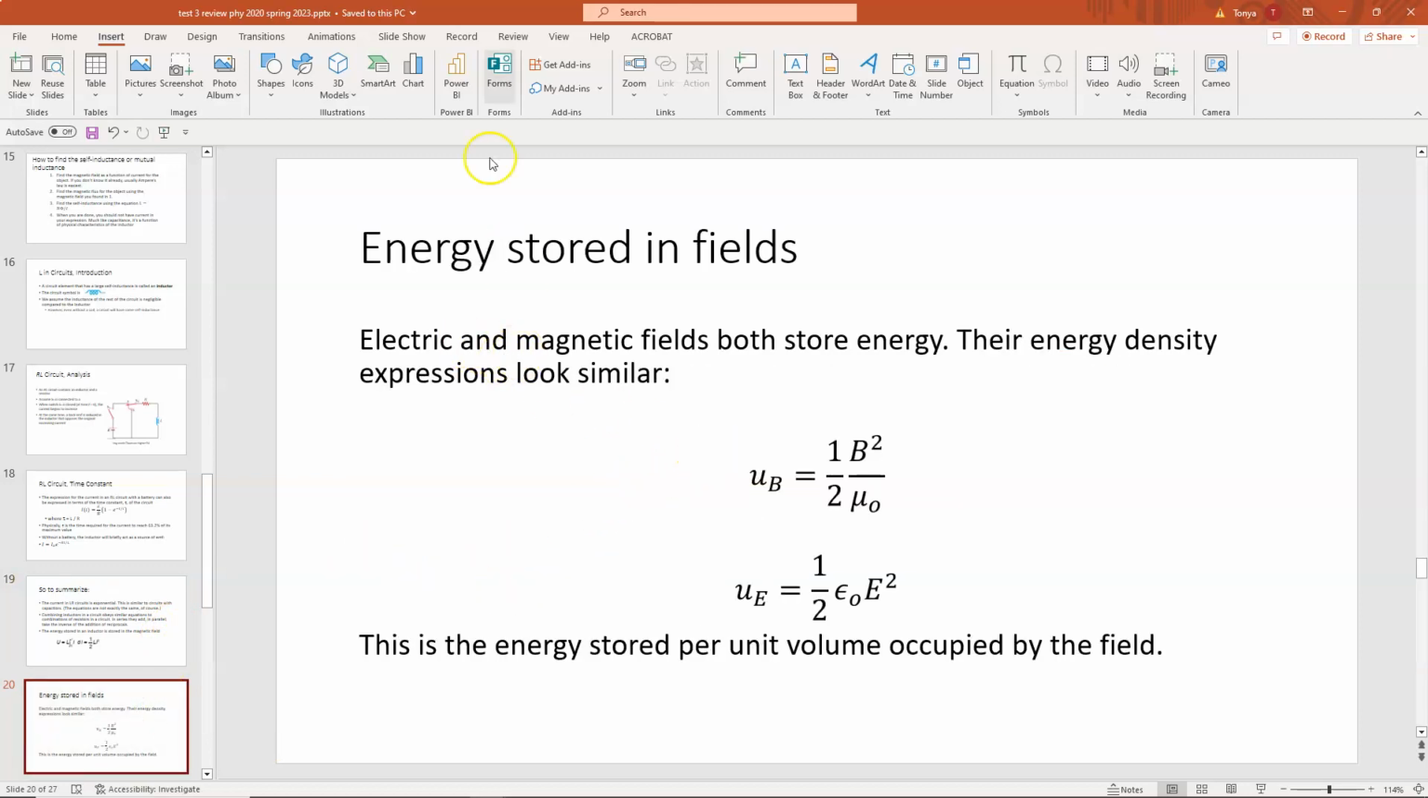We talked about how energy is stored in electromagnetic fields in general. If you have a magnetic field, the magnetic field can store energy. The energy density, which is the energy per unit volume in the field, is 1/2 B squared over mu naught, where mu naught is the permeability of free space, which is 4 pi times 10 to the minus 7 in SI units. The energy density for an electric field looks very similar. It's 1/2 epsilon naught E squared, where epsilon naught is the permittivity of free space, which is 8.854 times 10 to the minus 12 in SI units.